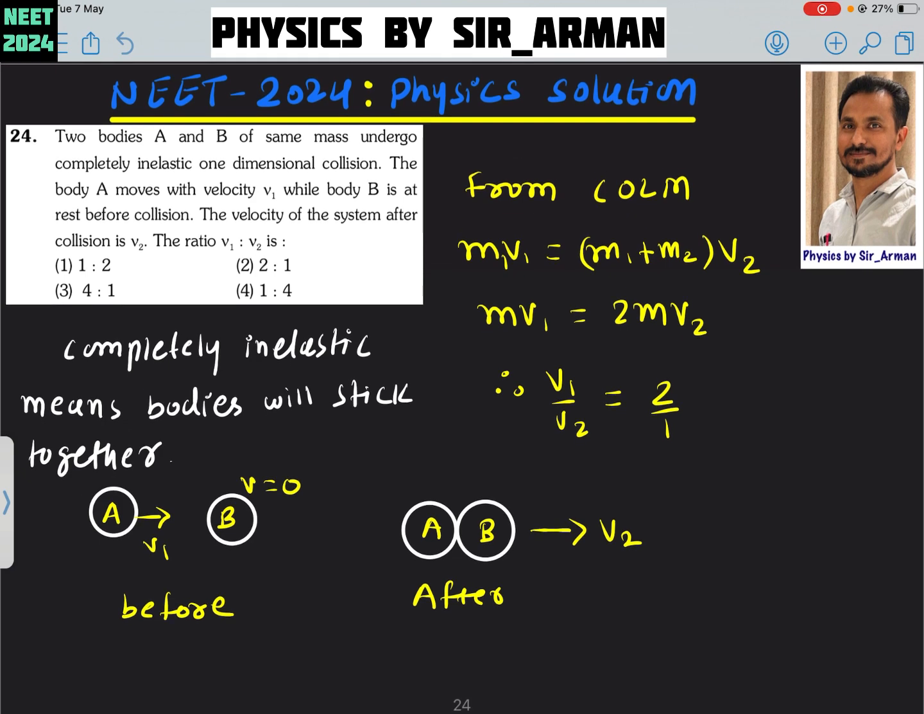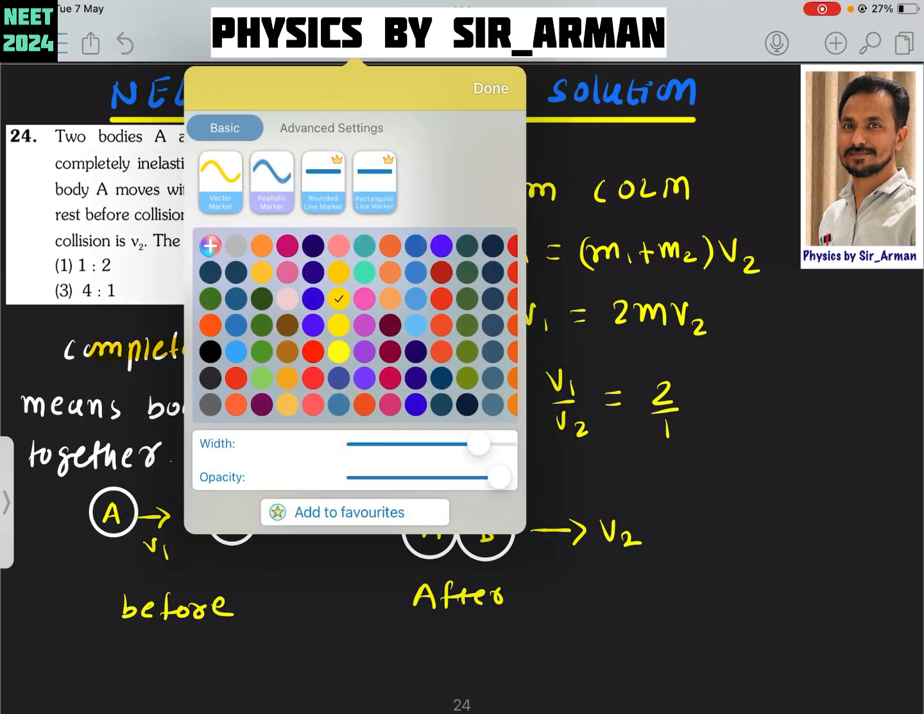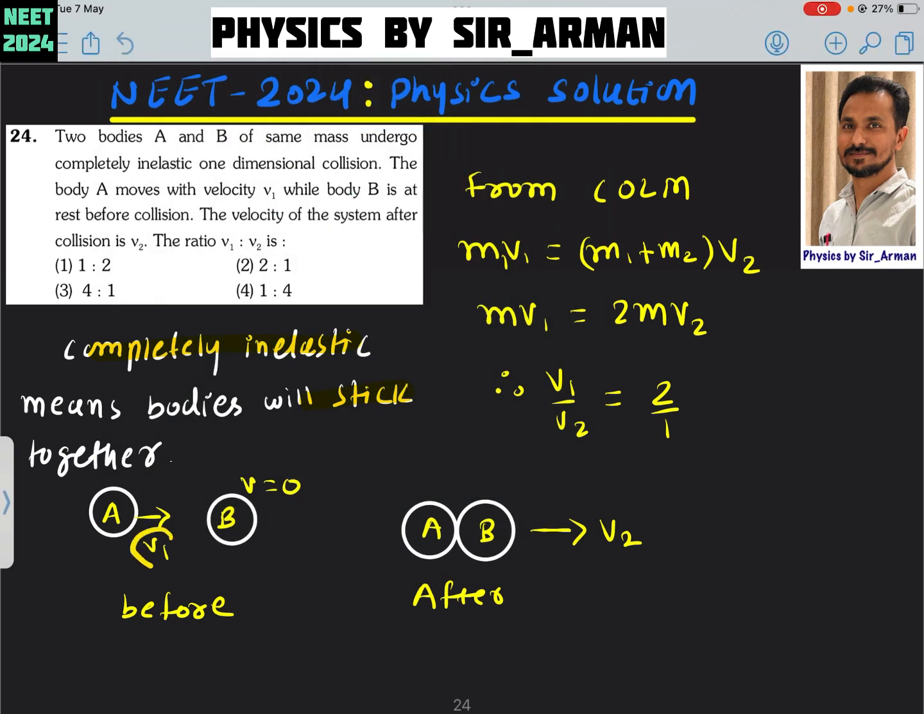Question number 24. Two bodies A and B of same mass undergo a completely inelastic one-dimensional collision. Whenever the word completely inelastic is given, it means bodies will stick together. Then it is given that body A moves with velocity v1 while body B is at rest. So in the initial situation, body A is moving with v1 velocity and B is at rest, and after collision they move with a velocity which is given here as v2.